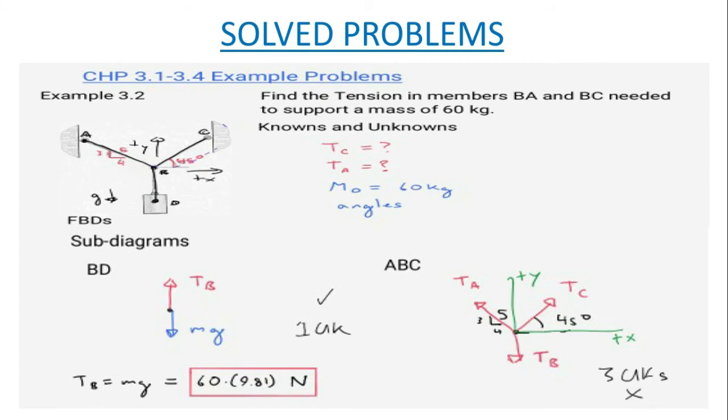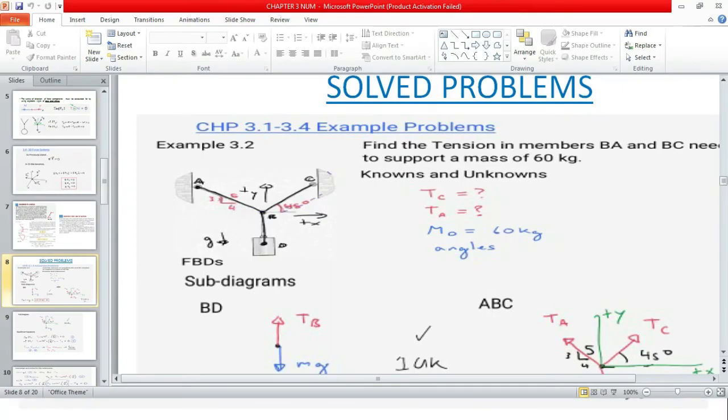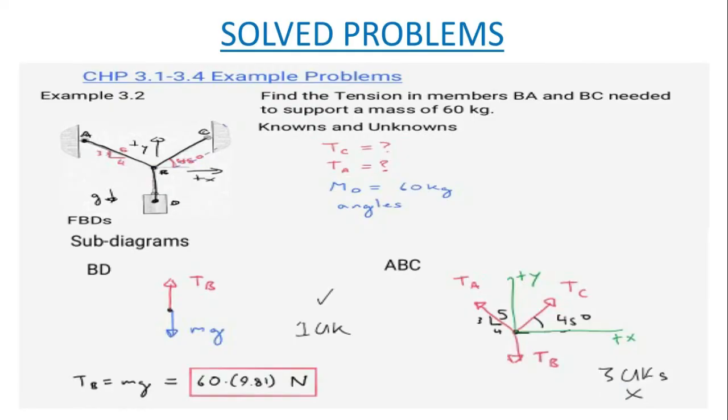Let's start with some solved problems and some unsolved problems just to get our concepts better in our chapter, equilibrium of a particle. Okay, so here we have a numerical, and what is it saying to us? Find the tensions in member BA and BC needed to support a mass of 60 kg.